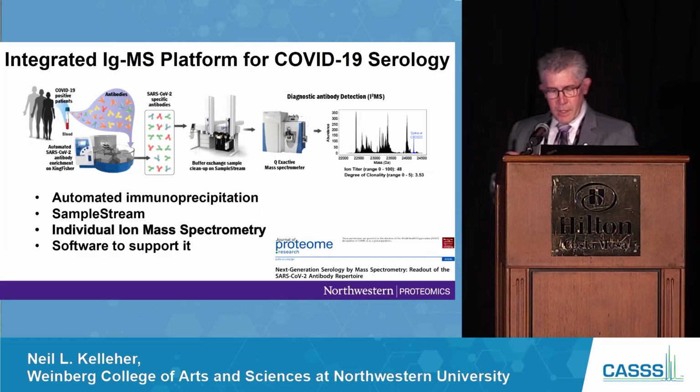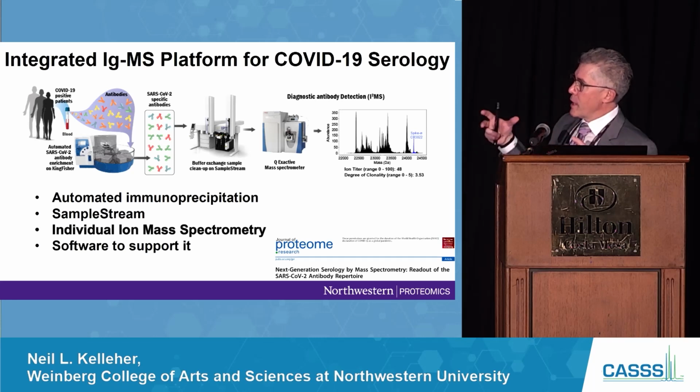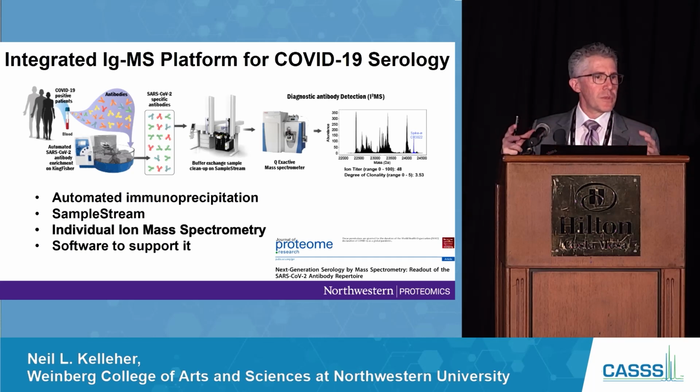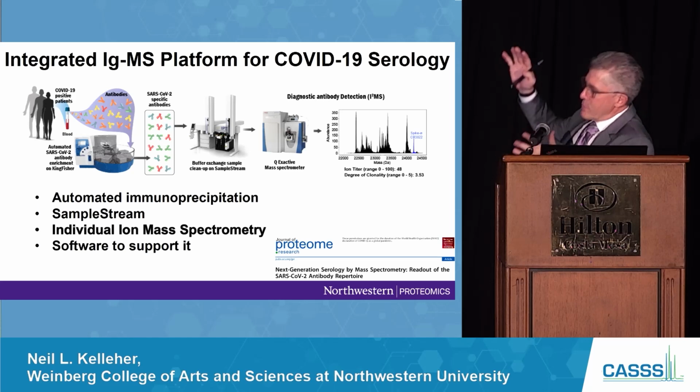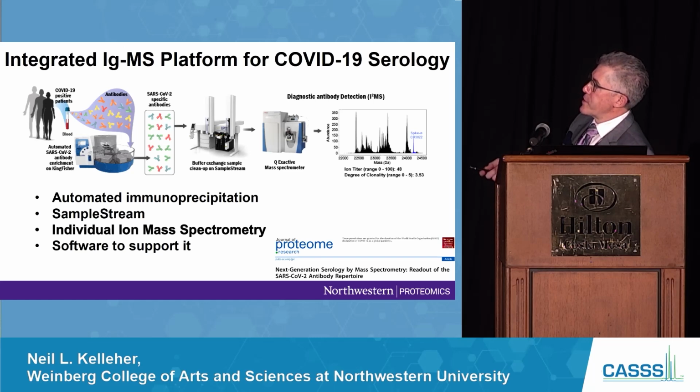So what we did over the pandemic was to integrate a fully automated system to do this for a clinical grade assay. And so we had to stitch together many components. We had to use a Kingfisher for automated immunoprecipitation. This device I'll tell you all about because it's a startup company of mine, Sample Stream. That is the concentration and buffer exchange device that sits in front of this technology, I2MS, that I'll tell you about to then generate the data.